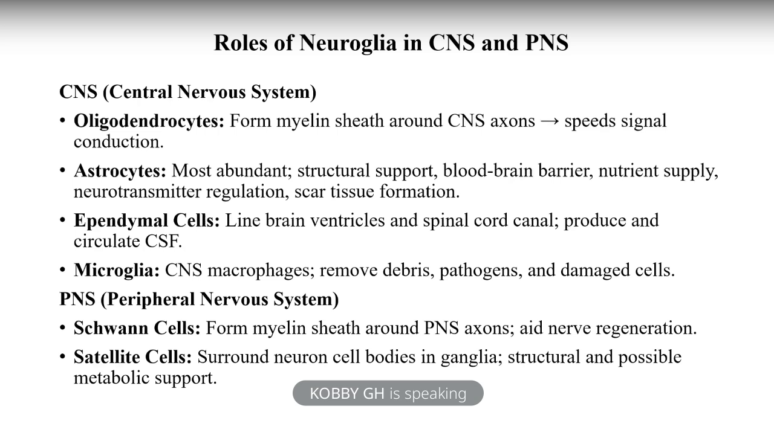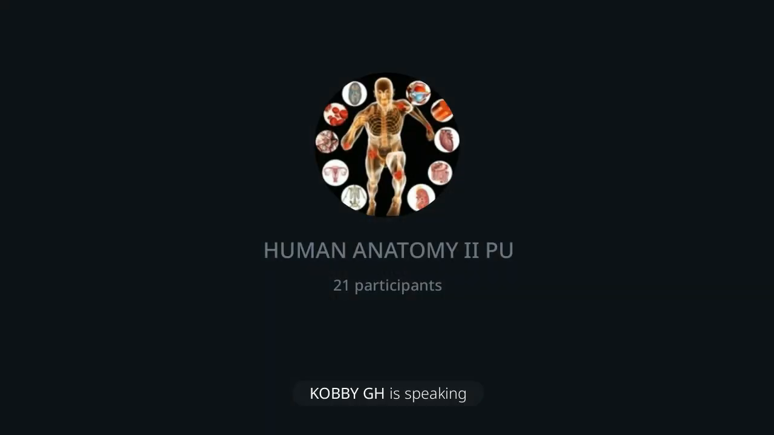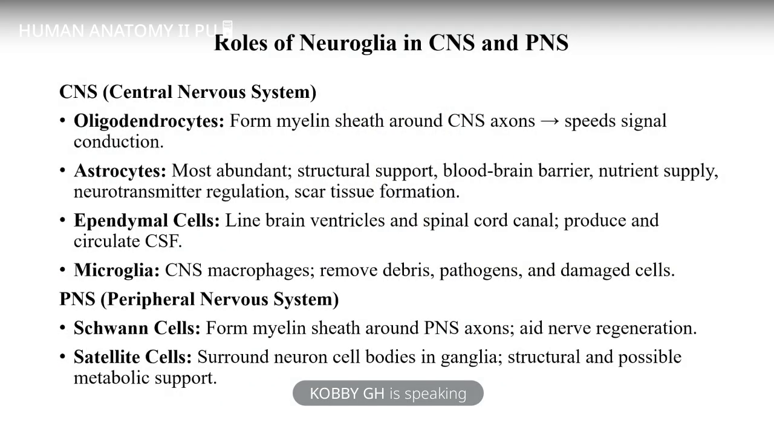Okay, now let's come to the glial cells in the peripheral nervous system. For the glial cells in the peripheral nervous system, we have two. We have the Schwann cells and we have the satellite cells.